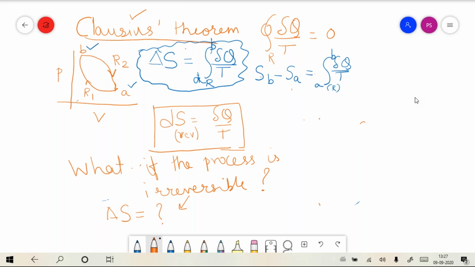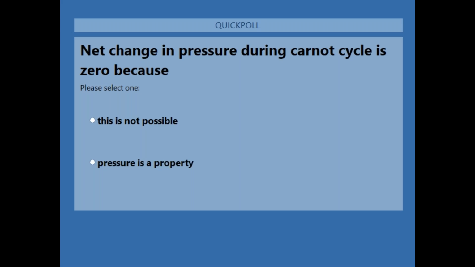Now this is an interesting kind of question. Net change in pressure during the Carnot cycle is zero. Now there are two options given. One option is that this is not possible, and the second option is that it is so because pressure is a property.